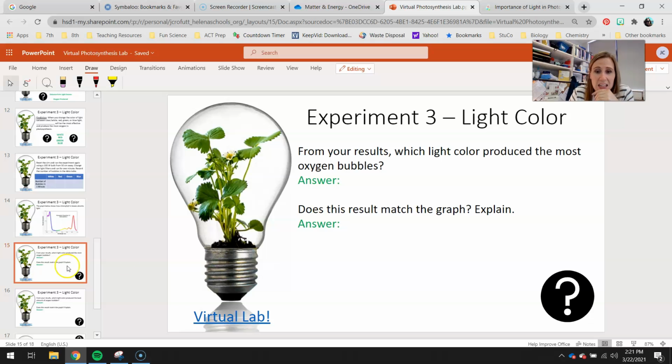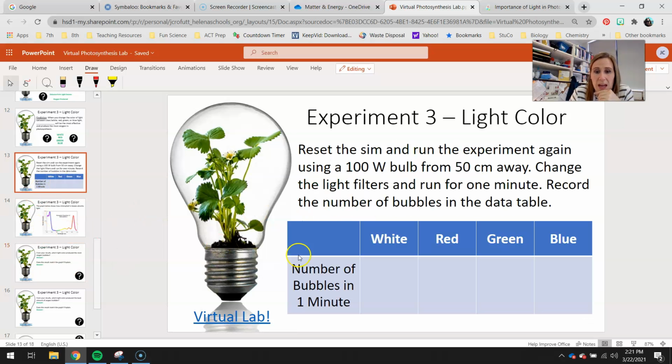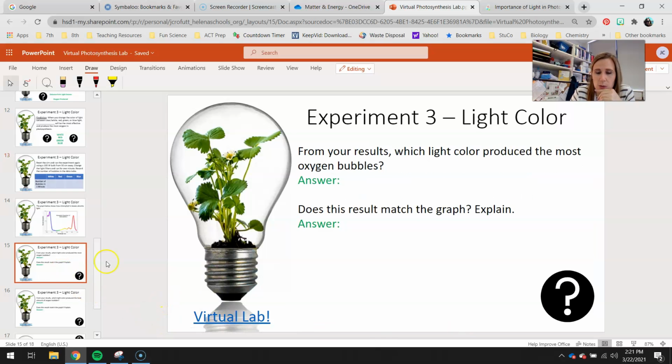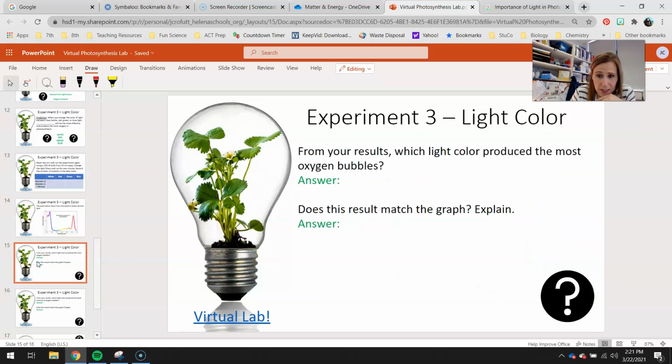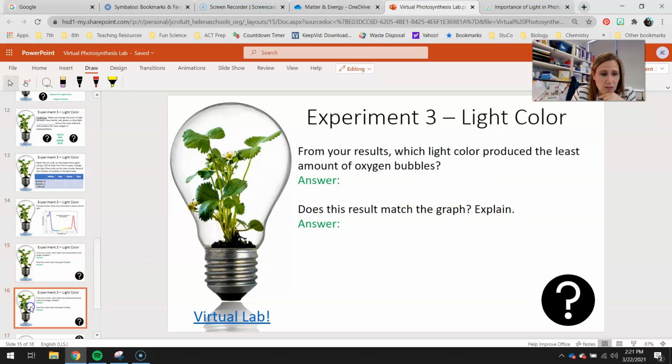Okay, so with that being said, from your results, which light color produced the most oxygen bubbles? So look back at your data table, tell me which light color produced the most or had the most photosynthesis, and does it match the graph? So does it match the ones here that we had the most photosynthesis happening, or the most absorption of light? And then explain your answer.